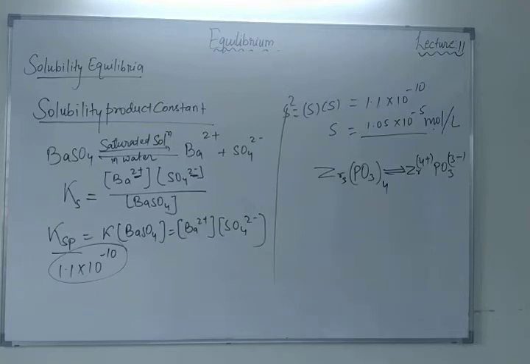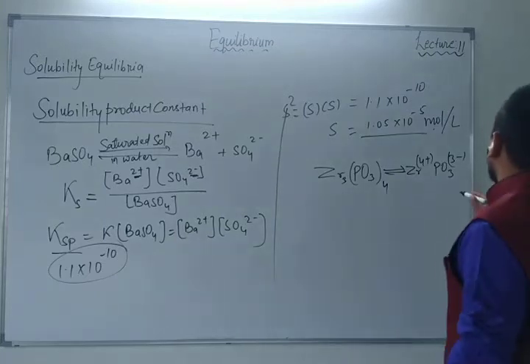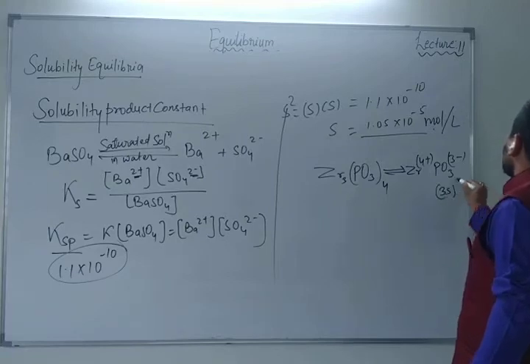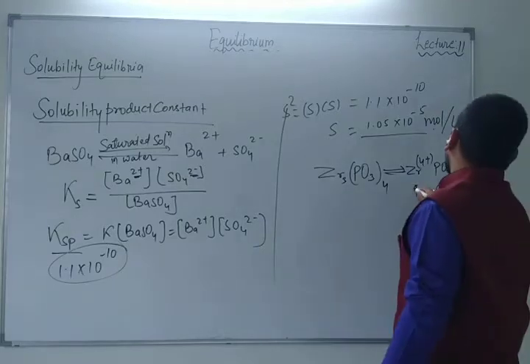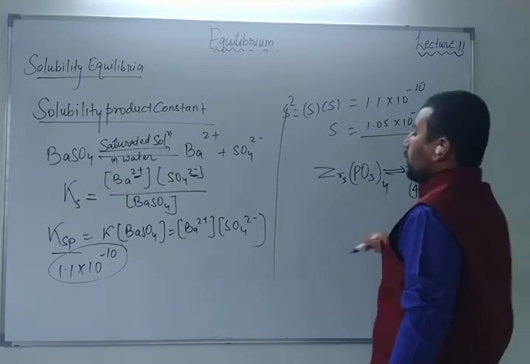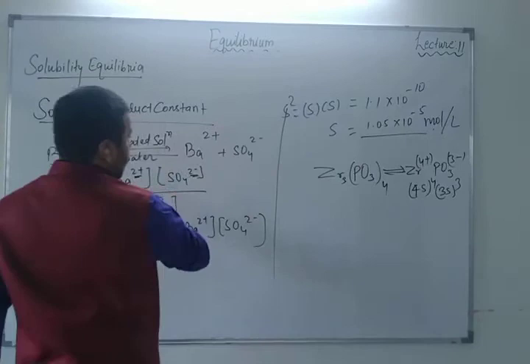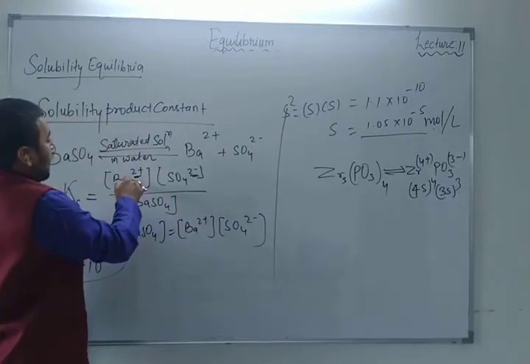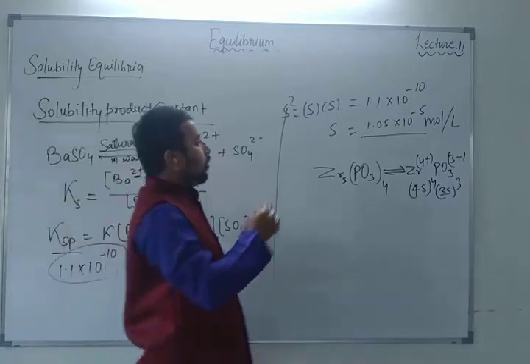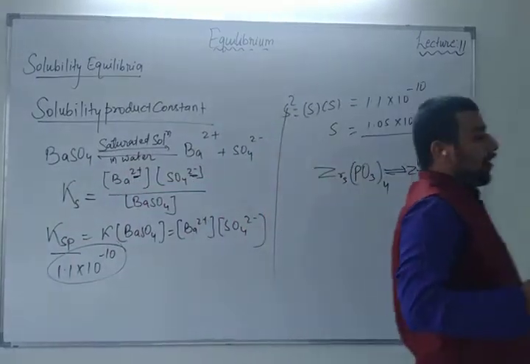So you can calculate 3s whole cube, right? And for zirconium you can calculate 4s whole 4. Similarly as we have calculated here, okay? Because 1s for barium and 1s for sulfate. So S into S, so that's S square here.